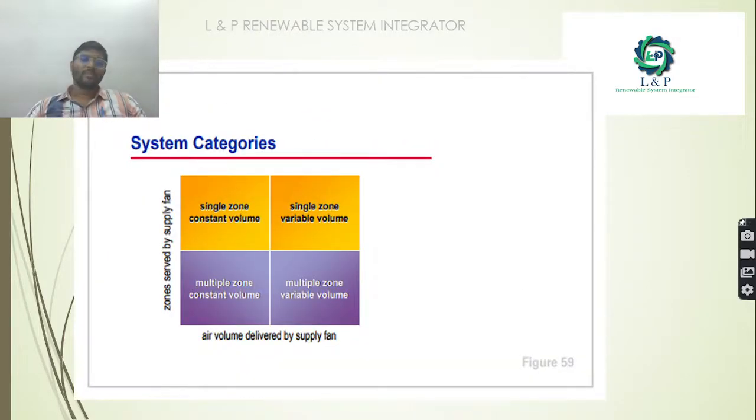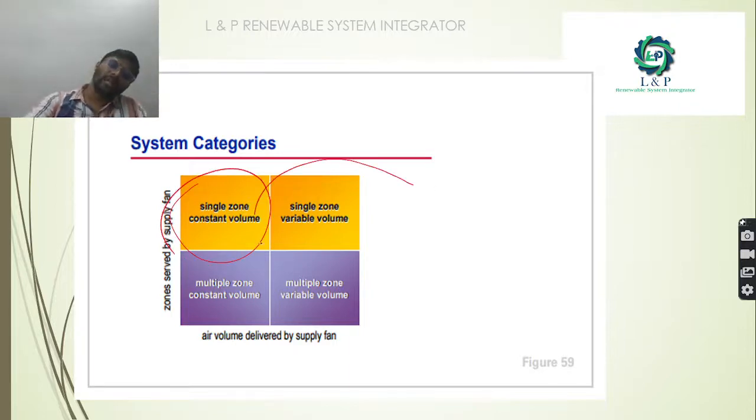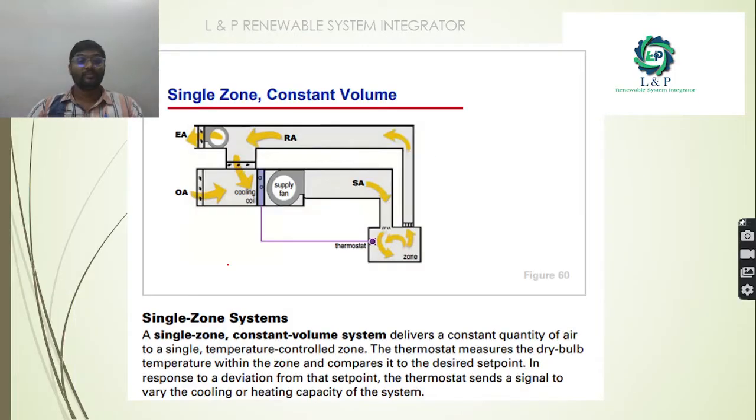And what are the system requirements? So we can categorize the air volume delivered by the supply fan with respect to the different sorts of zones of the supply fan: single zone constant volume, single zone variable volume, multi-zone constant volume, and multiple zone variable volume.